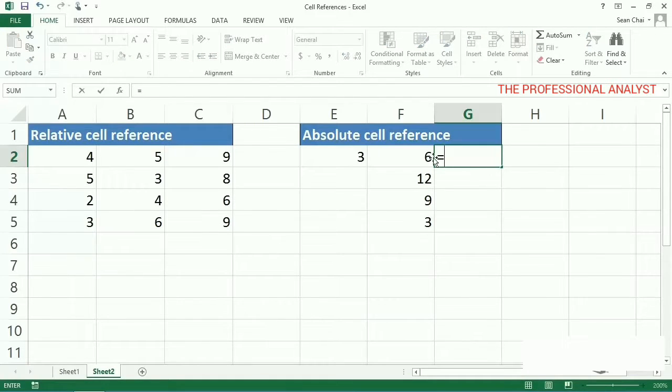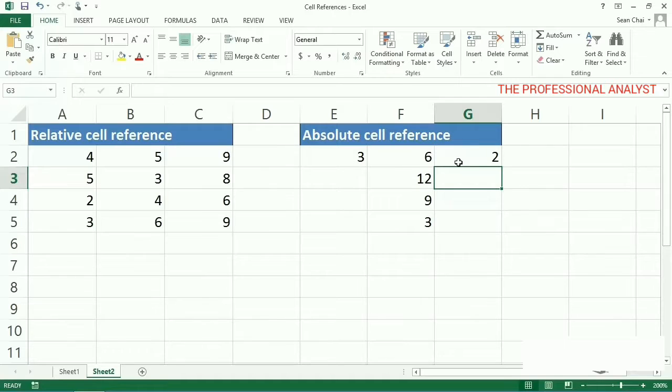In this example, F2 is divided by E2, and we want the other numbers in column F to be divided by E2 as well. In other words, we want E2 to not change when the formula is copied. We can do that by making the reference absolute instead of relative.